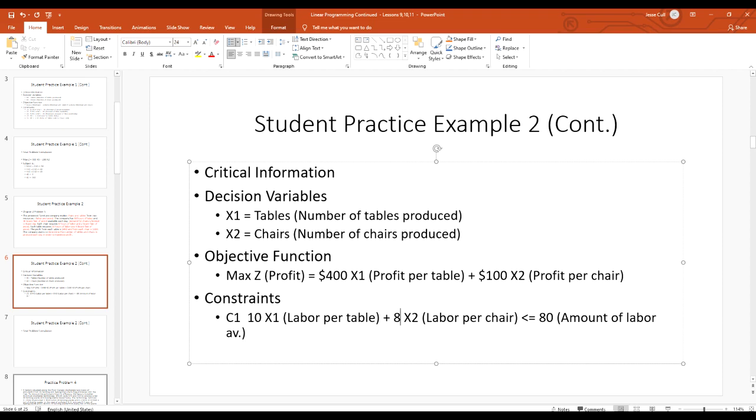Again, we'll just make it very easy to keep it all in the same line. And that's our first constraint. If it's 10 hours per table and 8 hours per chair, we must be less than or equal to 80 hours of labor. We repeat this process for our second constraint.